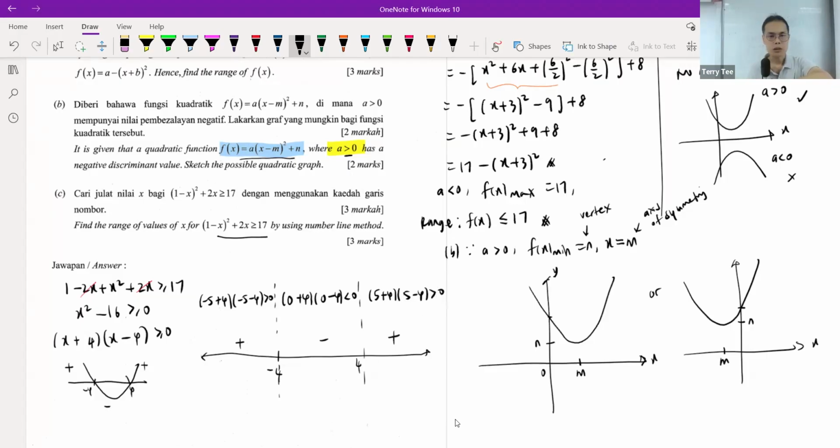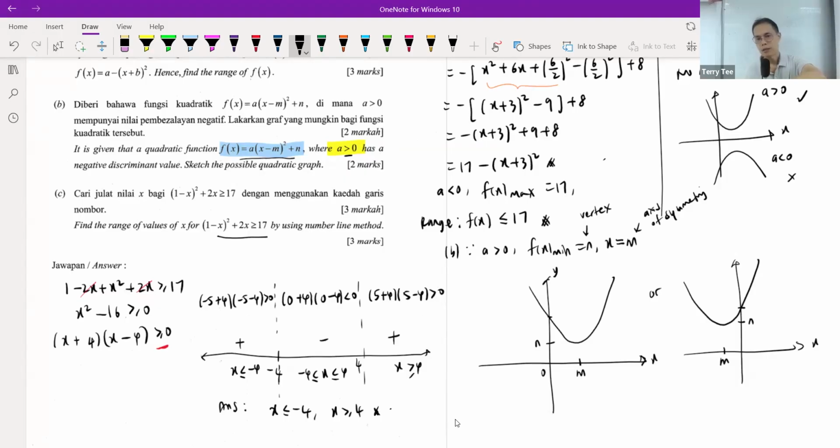So the first region is for x less than -4, the second one is between -4 and 4, the third one is more than 4. Now, this is my sketch, but it's not the answer yet, because you want the region to be greater equal 0, your inequality is greater equal 0. Therefore, your answer is x less equals -4, please add in an equal sign, and x greater equals 4.